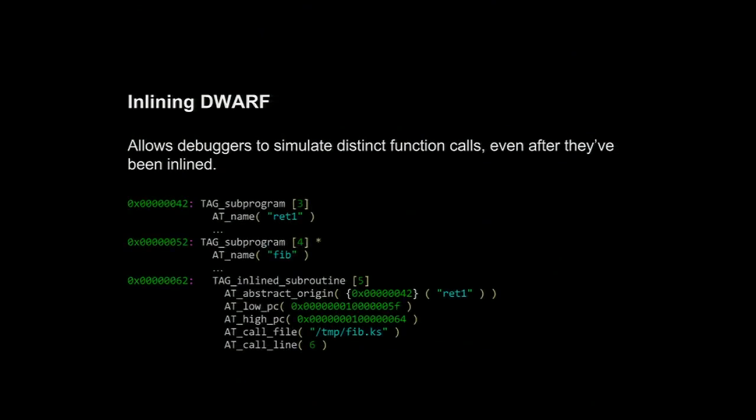we get a DWARF dump that looks like this. So now inside our fib subprogram, we actually have an inlined subroutine with its address range, which is nested inside the address range of fib, with its call, file, and line. So we can get a nice backtrace. We can say, oh, there was a call to ret1 at this location, even though there wasn't really. There was originally in the source code. And an abstract origin, which allows us to deduplicate all of the other description of the subprogram. We just refer up to the subprogram that actually describes ret1.